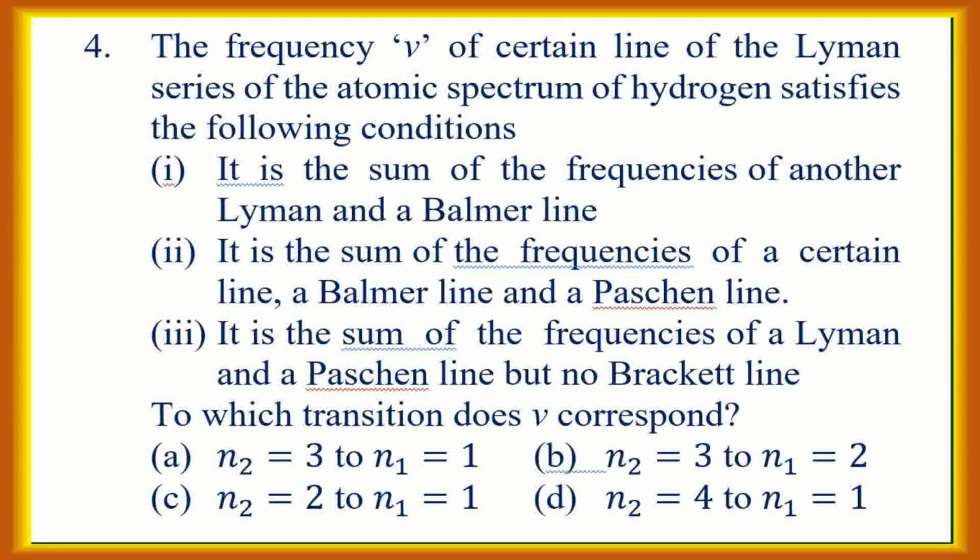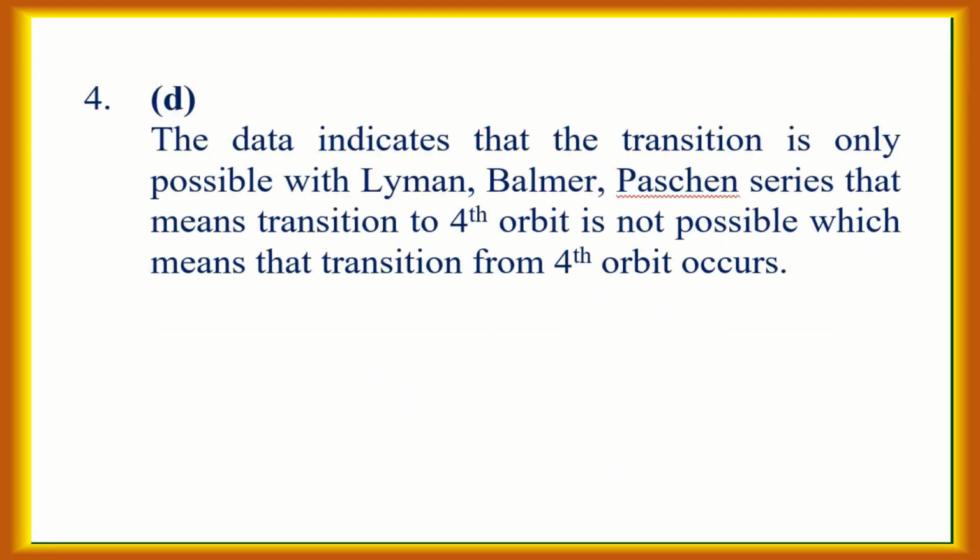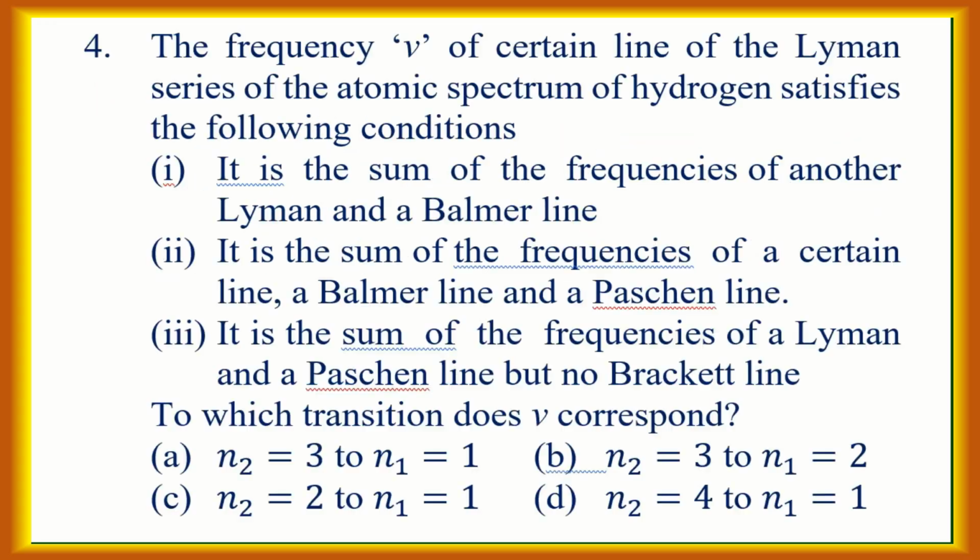Option A, n2 equals 3 to n1 equals 1. Option B, n2 equals 3 to n1 equals 2. Option C, n2 equals 2 to n1 equals 1. Option D, n2 equals 4 and n1 equals 1. So the answer is D. Back to the question.